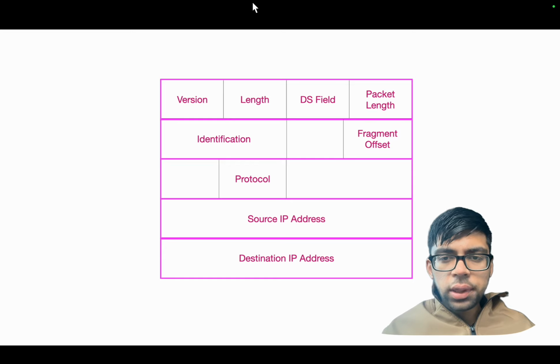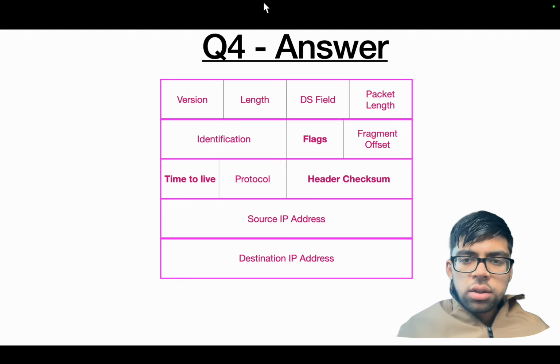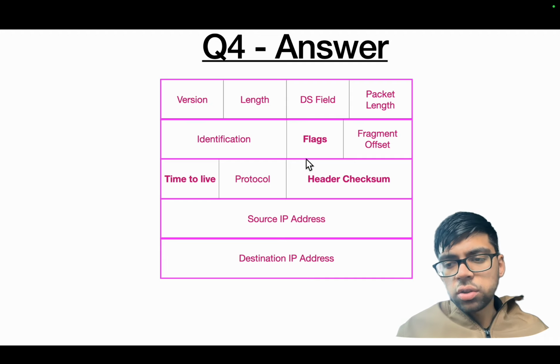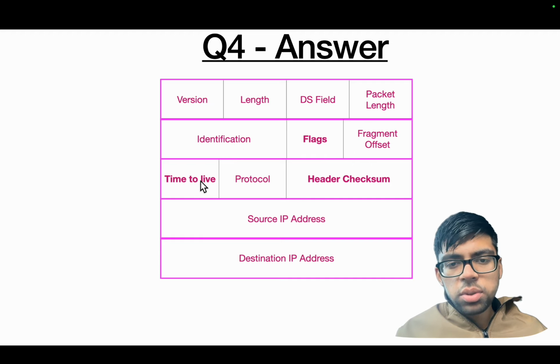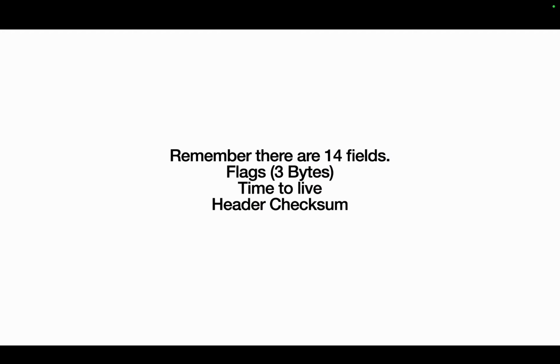Okay, 3, 2, 1, 0, and the answer is, you got your flags, you got your time to live field, and you got your header checksum. Those were the 3 missing ones. So starting from the top: version, header length, DS field, packet length, identification, flags, fragment offset, time to live, protocol, header checksum, source IP address, destination IP address.